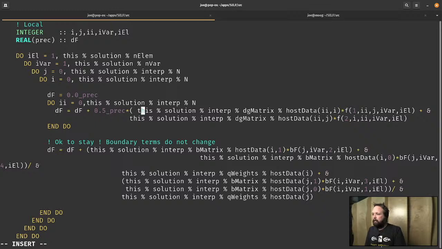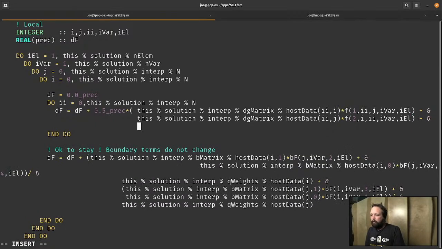Okay, and I know these lines are getting kind of long here, but we'll deal with it for now. Okay, so that's fine. And now what I need to add to it, for the split form, is this percent solution percent interior. I need the solution at each point. Let's see, how am I going to do this? We got host data, ij, ivar, il.